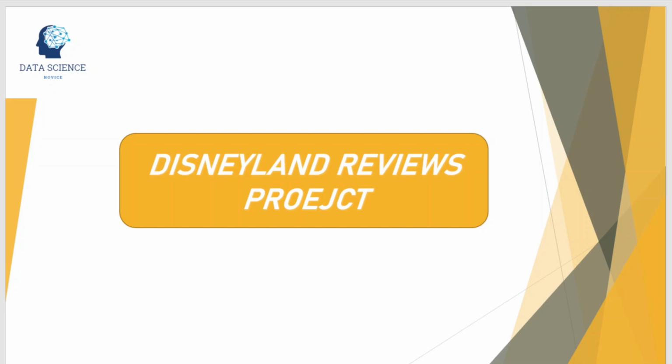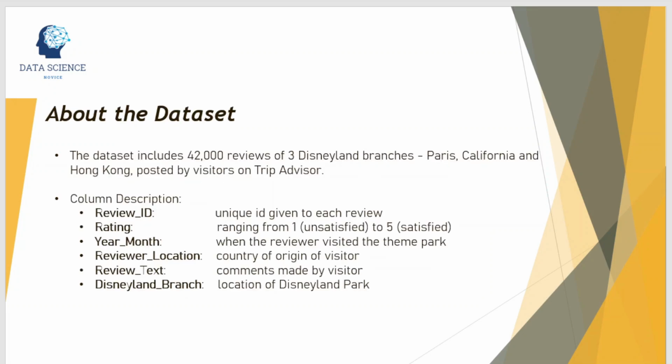So if I talk about the data set, it contains reviews of the customer across three different branches of Disneyland. And these three branches are in Paris, California and Hong Kong. This data set contains 42,000 reviews altogether. And the attributes we have is, the first attribute we have is review ID, which is going to be unique as always. Next, we have the rating given by the customer.